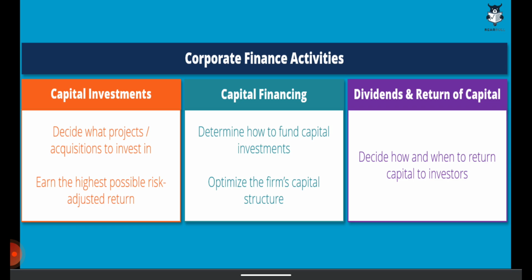And of course, if the risk adjusted return of a potential project is quite high, then the business will go ahead with the project. But if the risks are high but the returns are relatively low, then the business will not undertake that new project. So this is called investment function, and this is the first function of corporate finance. Second is capital financing or financing function.